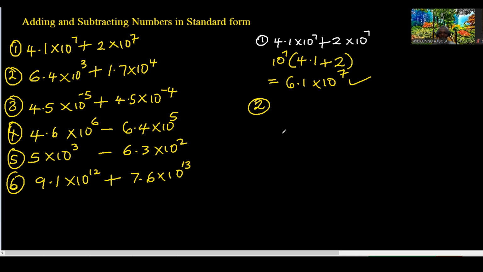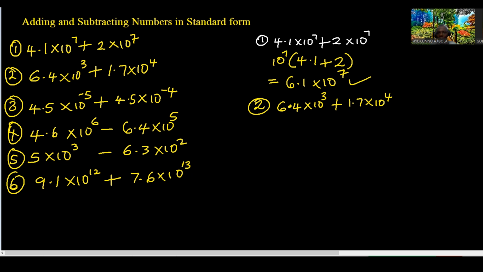So let me do the next one. Let me do the second one. Number two. You observe this number two, 6.4 times 10 raised to power 3 plus 1.7 times 10 raised to power 4. Now, between the 3 and the 4, 4 is the highest. So you need to find a way of converting this 3 to become 4.